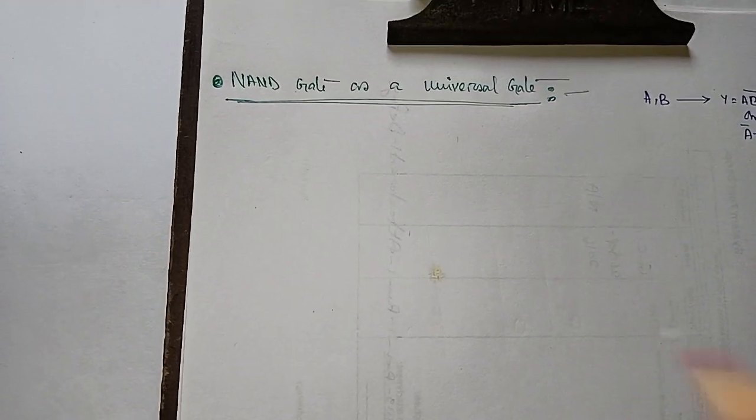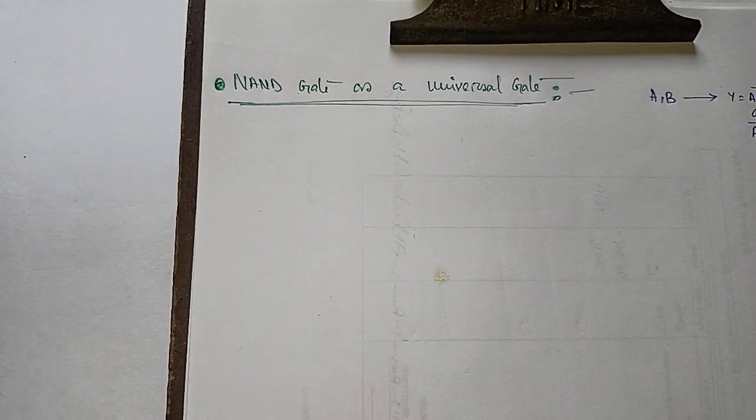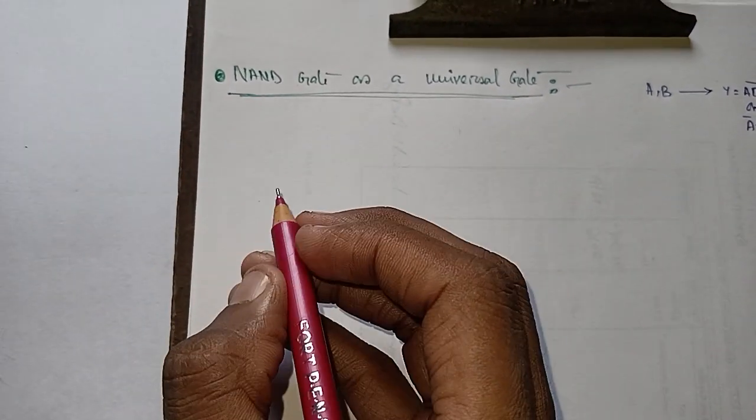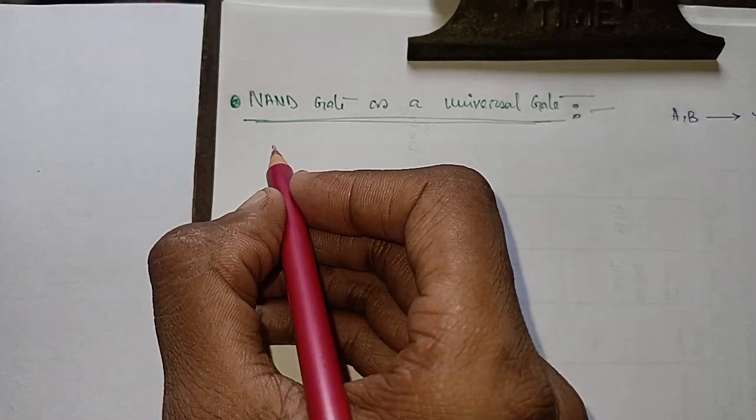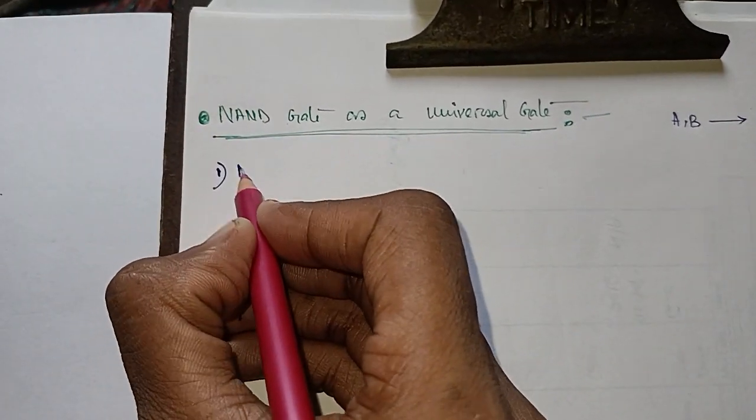So why can we call the NAND gate a universal gate? Because we can implement all the basic gates using the NAND gate. So we call the NAND gate a universal gate. So we are building this.